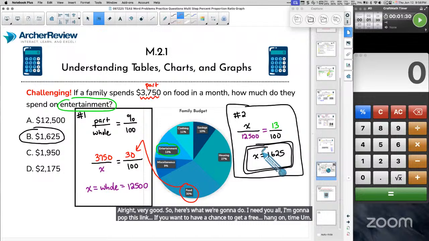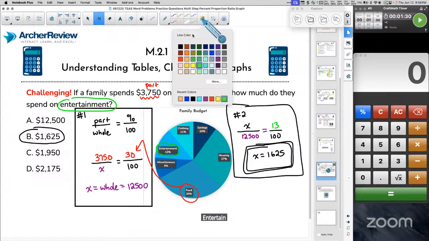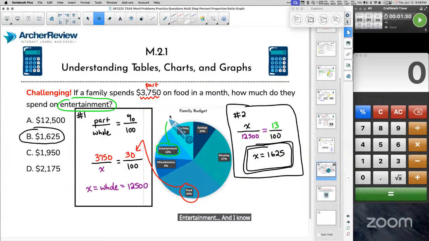A student said, where did the 13 come from? Okay, the 13, since we are interested in entertainment, and I know it's small, especially over on Instagram, I get it. Boom. That 13 is 13 out of 100. That's where that came from.